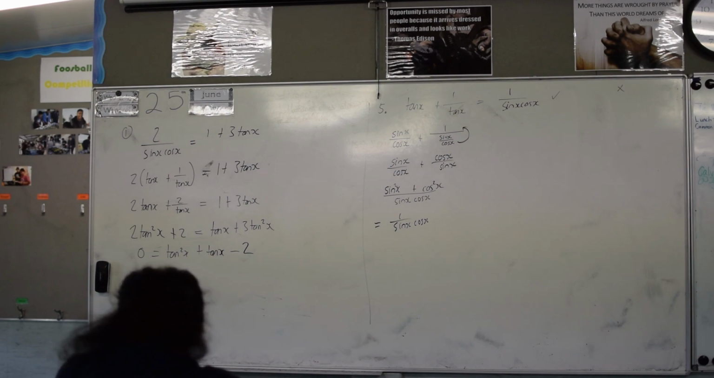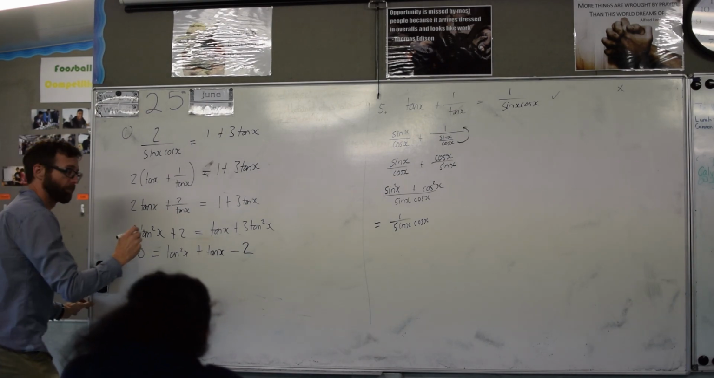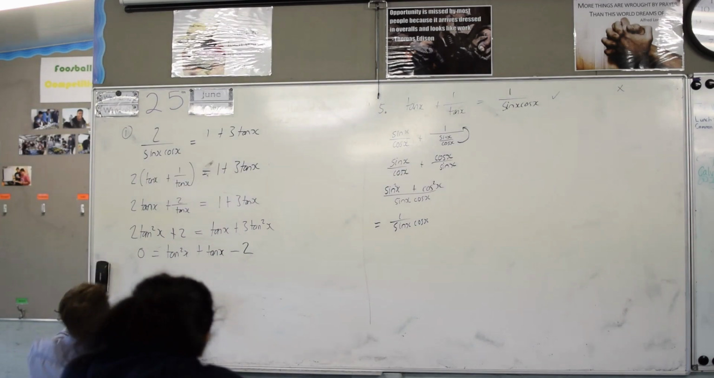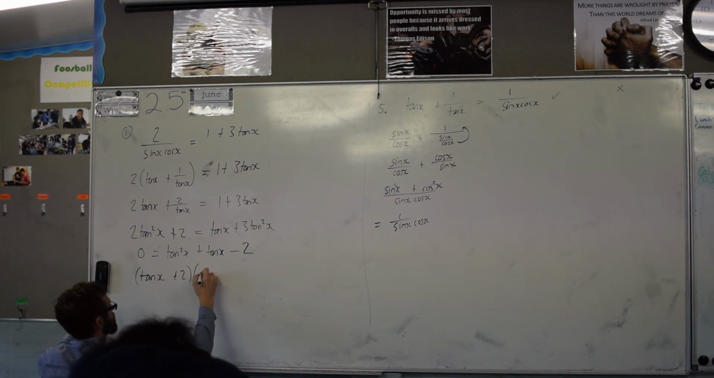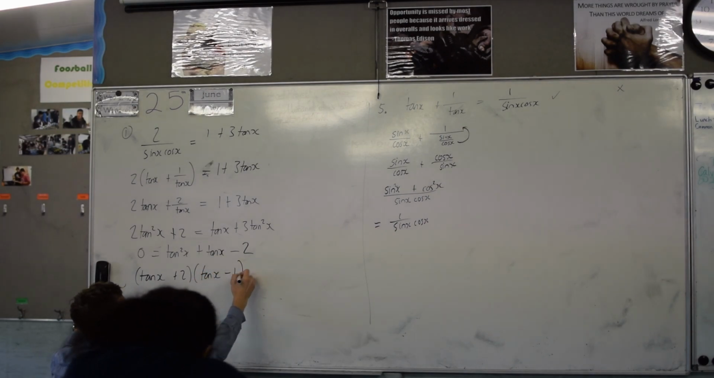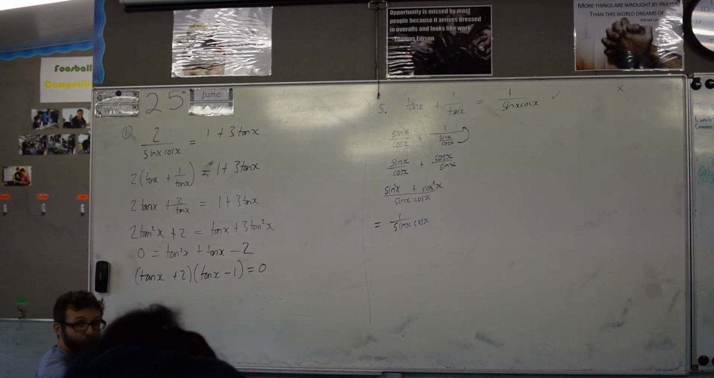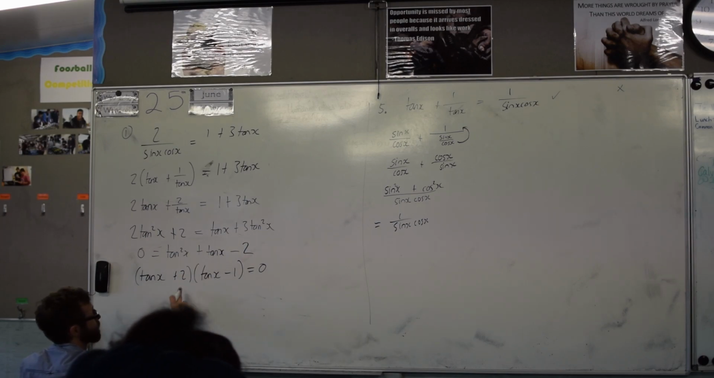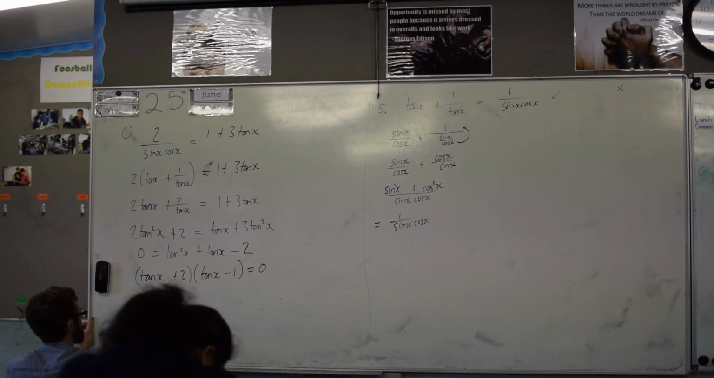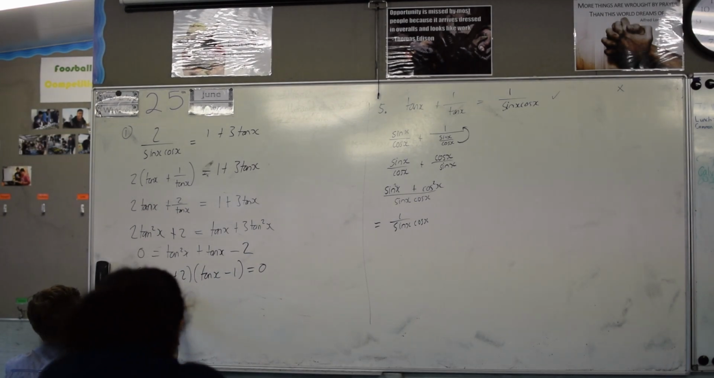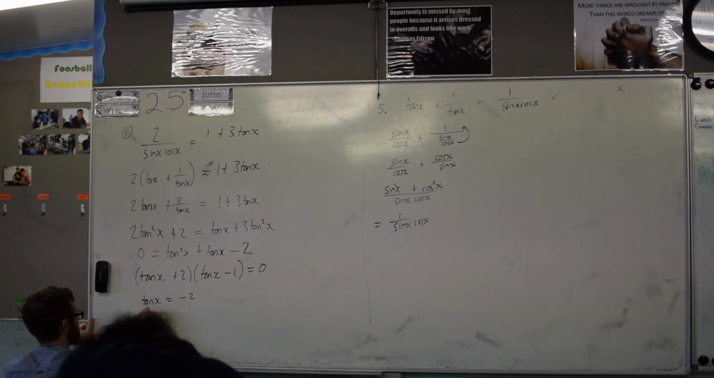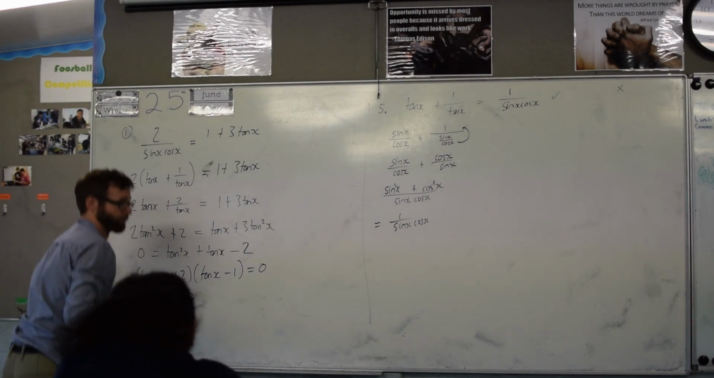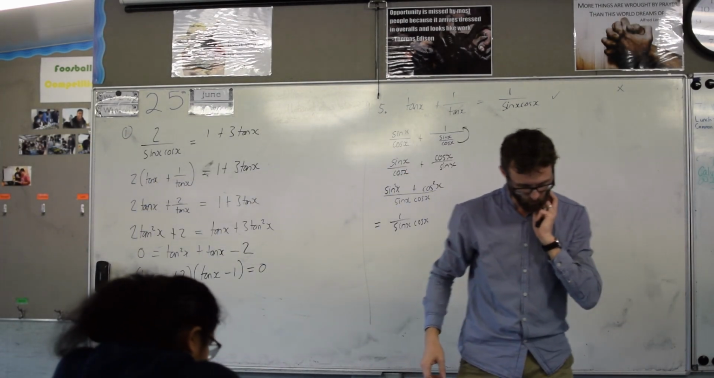Now, we could factorise this to solve it, couldn't we? Can we see that? Tanaka, what do you reckon we could do? Tan x plus 2 in brackets, tan x minus 1. Yep, I agree. That'll give us a positive 1 tan x. Okay, so therefore we've got 2 ways to go here. Tan x equals either negative 2 or tan x equals 1. Okay, now we've got to solve for those.